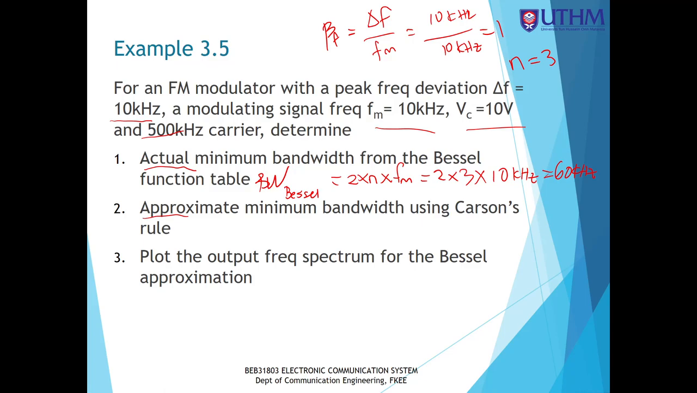And then what? Find the approximate minimum bandwidth by Carson. So bandwidth by Carson is equal to 2 times delta f plus fm. So this is equal to 2 times delta f, which is 10, plus 10 kilohertz.